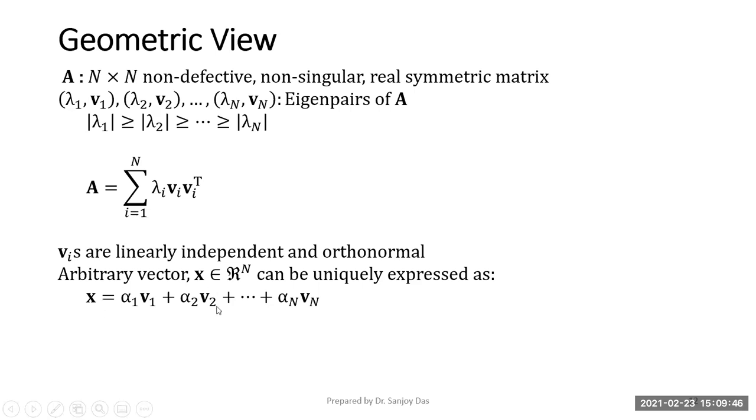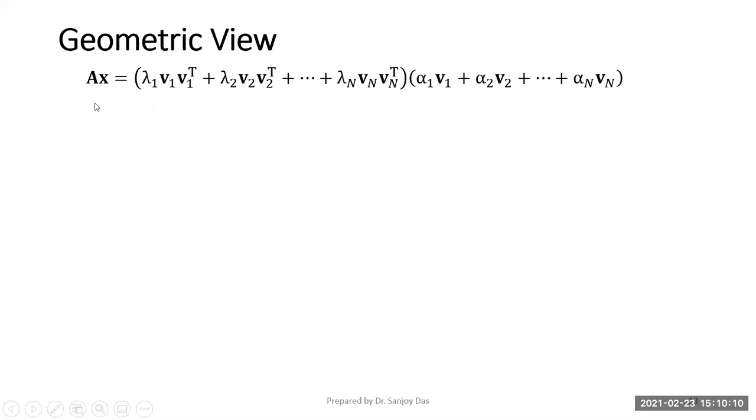What's the projection of x onto v2? Simply alpha 2. Do you guys see that? Yes. Okay, so x is expressed in this manner, which is equal to summation i of alpha i vi. Okay, so now let's consider Ax. This x is alpha 1 v1 plus alpha 2 v2 until alpha n vn.